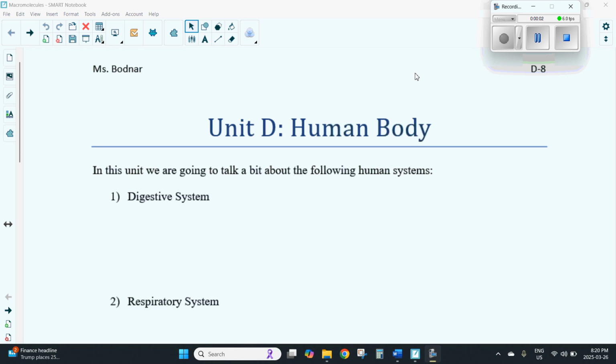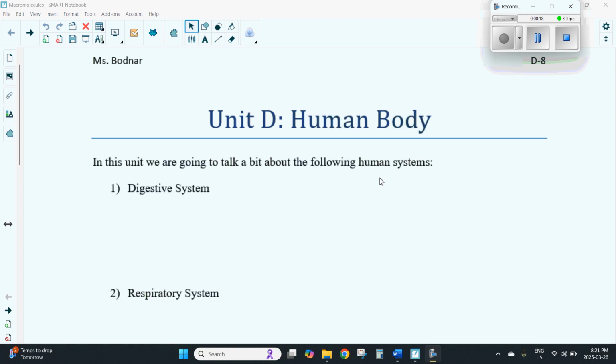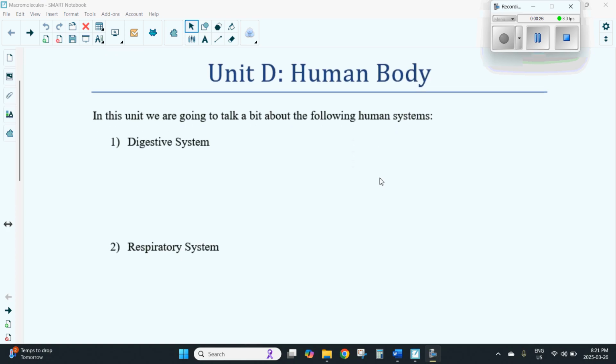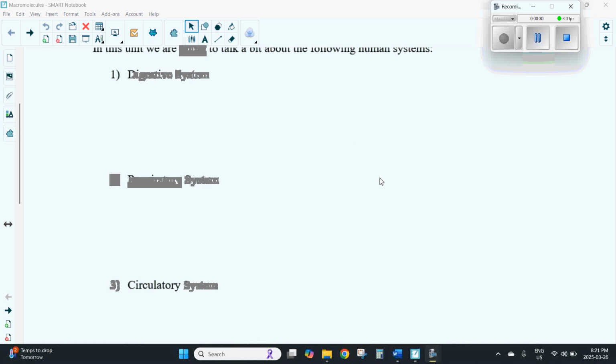Okay, welcome to our first lesson of the human body. So by now you should have grabbed your first notes package from the front table entitled The Human Body. Unit D is the unit that most students really enjoy because it entails talking about our body and how it works. So today we are going to introduce the digestive system.